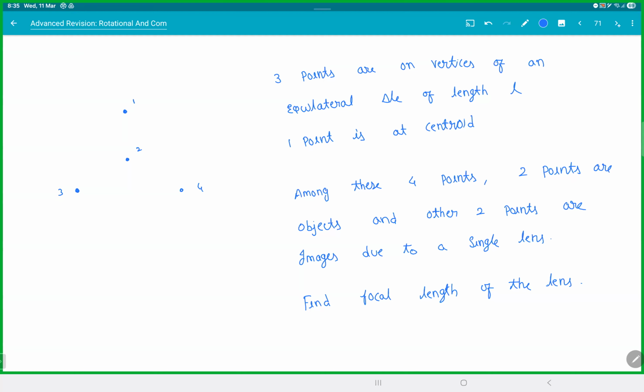Start with this. There are 2 possibilities, isn't it? Either these 2 are objects or these 2 are objects. Everything else will be permutations and combinations of the same thing. Either the 2 on the side are the objects, or one on the side, one vertex and the centroid are the objects. Now, there are 2 possibilities. That means you can get 2 focal lengths, because you didn't tell me which situation is which.